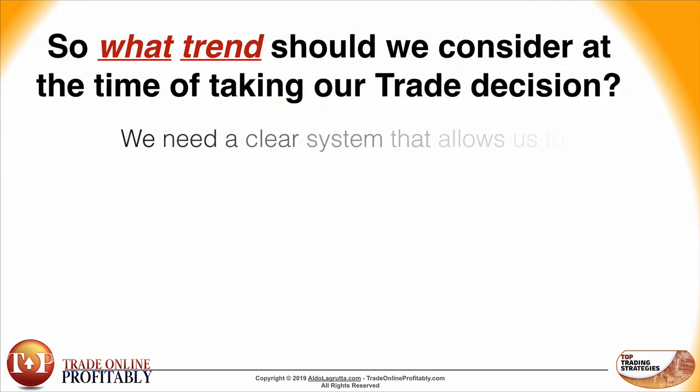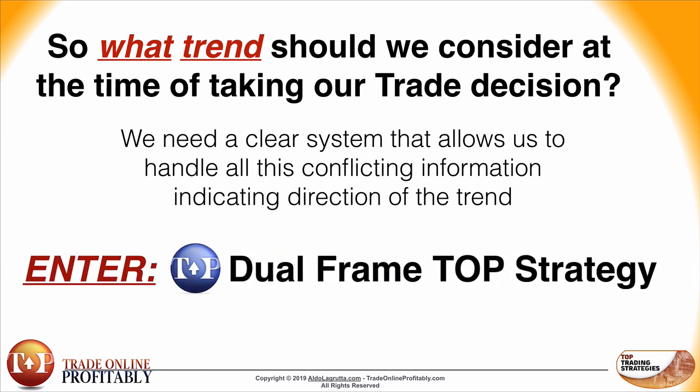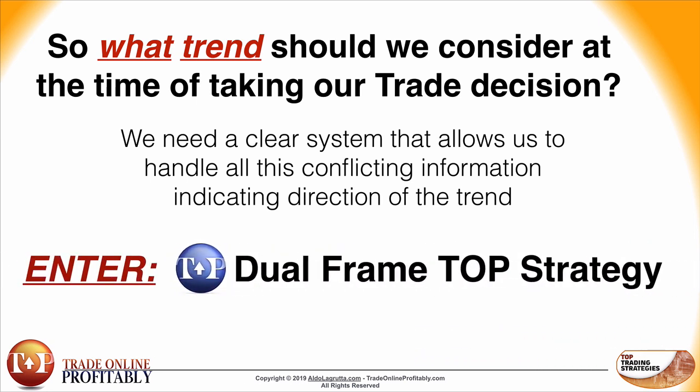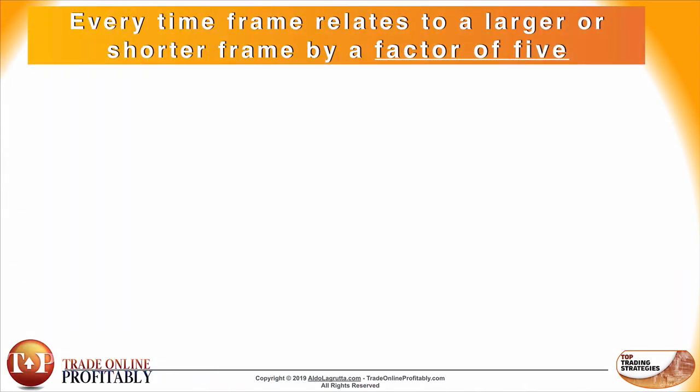We need a clear system that allows us to handle all this conflicting information indicating direction of the trend. And that's precisely the reason why we created the dual frame top strategy. In top, we have observed that every time frame relates to a larger or shorter time frame by a factor of 5. This is approximate, but it works very well for our trade setup.